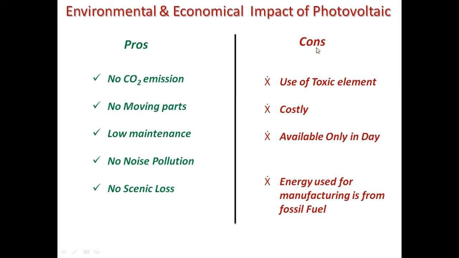But one can also see some disadvantages. First of all, it is costly. Economically it is not affordable right now, even for common people. But with new technologies coming up, such as polymer based solar cells, we will be able to reduce the cost, and more efficient solar cells will be available. Then there is the use of toxic elements like gallium arsenide, cadmium telluride. These are toxic elements, which is not good for any living beings.